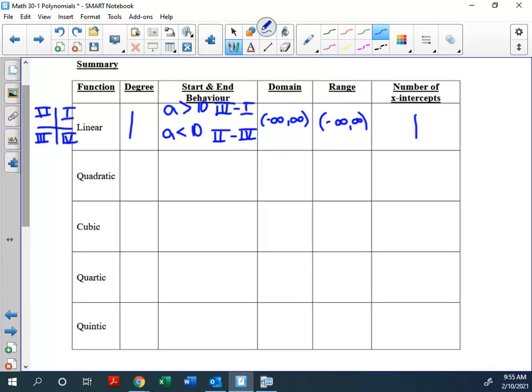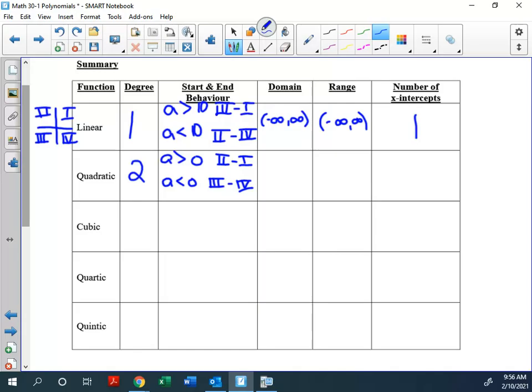All right, our quadratics, which are degree 2. If I had a positive leading coefficient, it started in quadrant 2 and ended in quadrant 1. If I had a negative leading coefficient, it opened down, which means it started in quadrant 3 and ended in quadrant 4. So we're getting away from opening up, opening down. We now have to define it with quadrants. So that's kind of the step that we're taking.